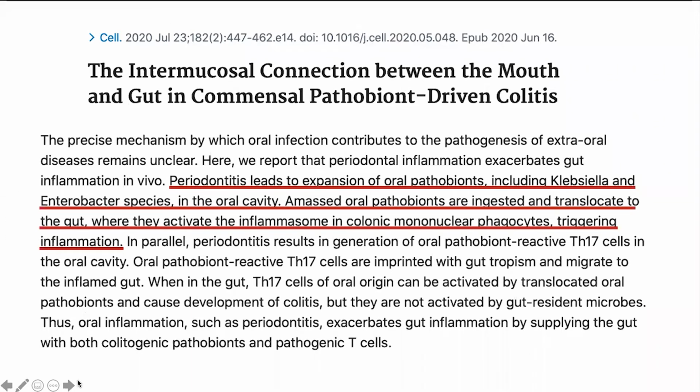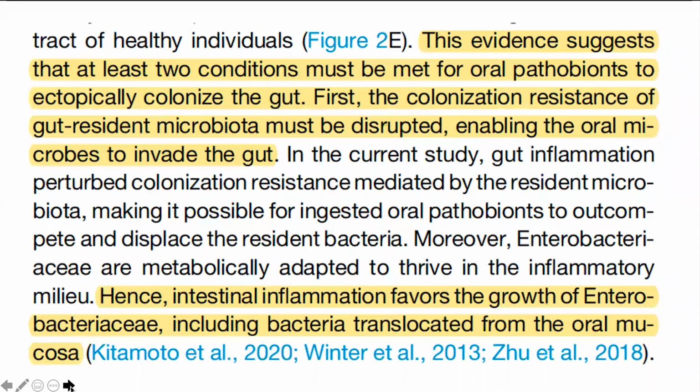And I want to go on to a little bit more information here. They say in the article, this evidence suggests that at least two conditions must be met for oral pathobionts to ectopically colonize the gut. First, the colonization resistance of the gut-resident microbiota must be disrupted, often meaning that you have a lack of beneficial bacteria, enabling the oral microbes to invade the gut. Hence, intestinal inflammation favors the growth of Enterobacteriaceae. That's a subgroup that includes E. coli, Salmonella, Klebsiella, et cetera, including bacteria that translocate from the oral mucosa.